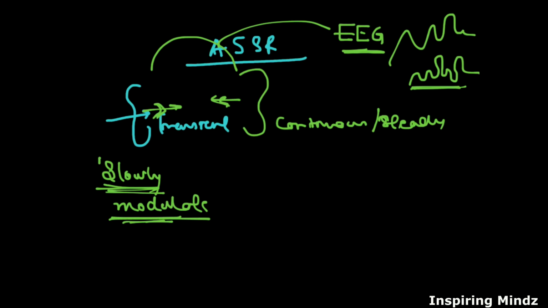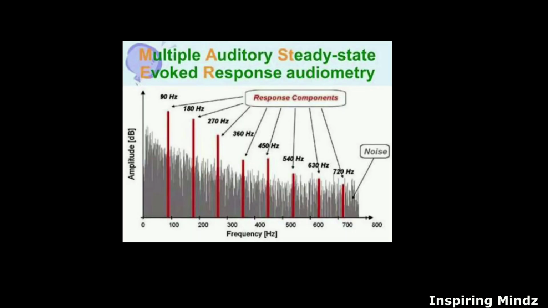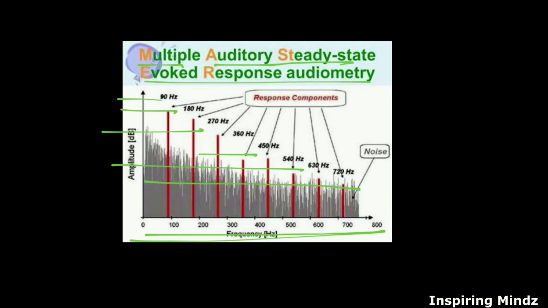Okay, so the major important advantage of ASSR over BERA is that it can be used in the patient of severe to profound hearing loss. And second, very important point, you can see in this diagram, we can find out the hearing threshold for various frequencies. And hence it is known as multiple auditory steady state response audiometry. Okay, so this is all about BERA and auditory steady state response.